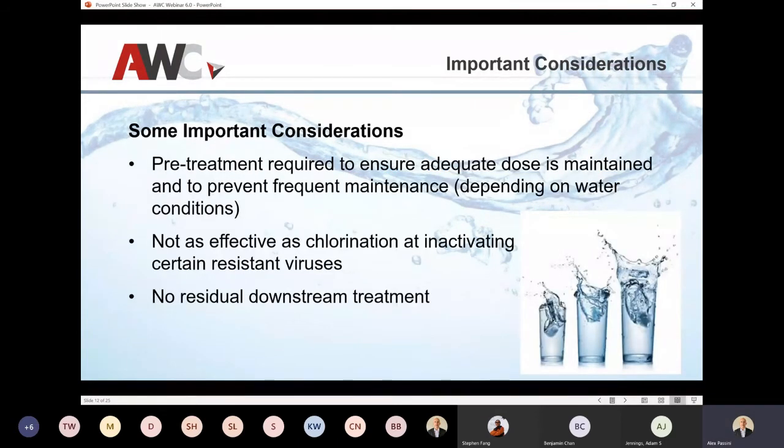So, important parts to consideration when we're using ultraviolet. Pre-treatment. I can't say this enough, the pre-treatment to using UV is very important. Of course, like I mentioned, it's not as effective as chlorine because there are specific viruses that can't be inactivated with UV alone, or they need very high doses of UV in order to be inactivated. We're going to touch on dosing here in a minute. And then, of course, the biggest drawback is there's no residual downstream.